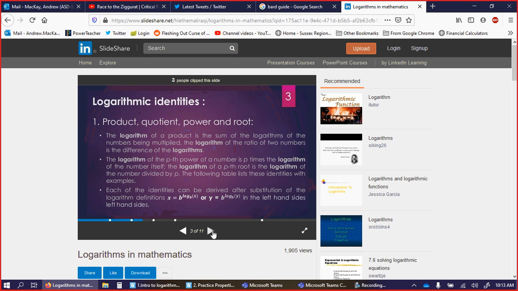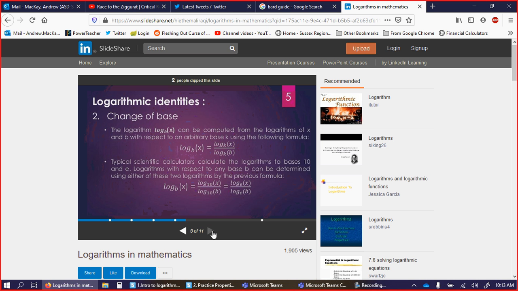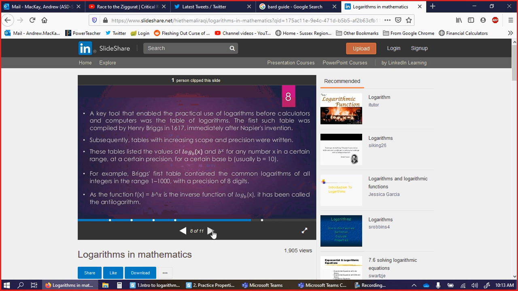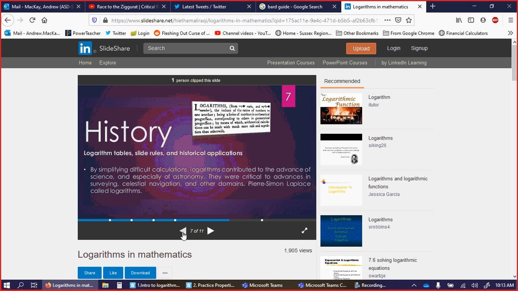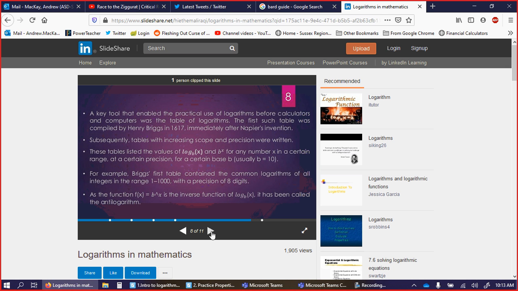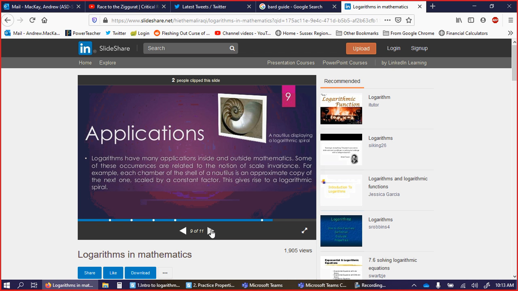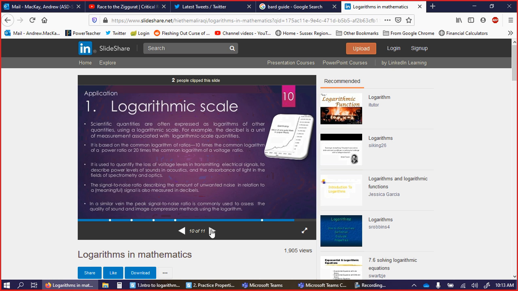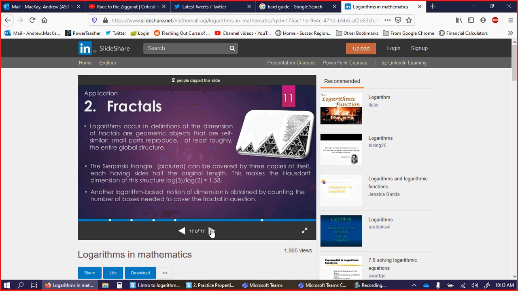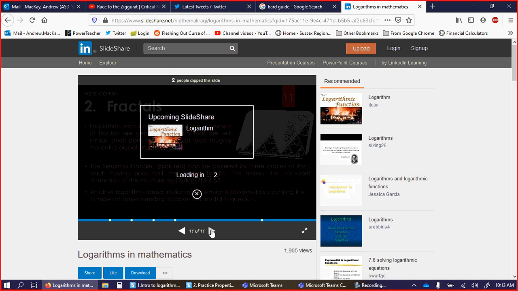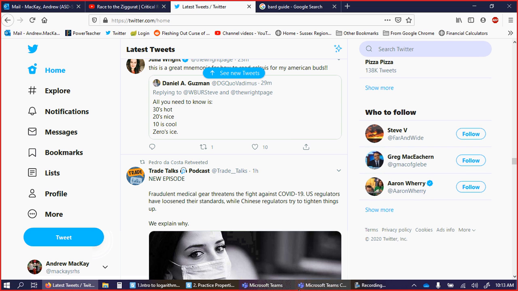Logarithms. We'll talk about those. Changing bases. Oh, history. This was a matter of simplifying calculations. Oh, Laplace. I read Napier. Henry Briggs was an old mathematician. Let's see if Napier's name shows up. Logarithmic scales, fractals. Okay, that's all good.